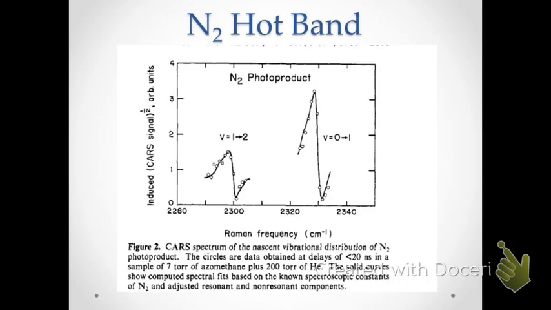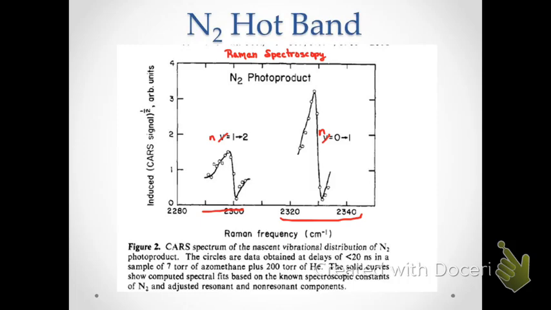So here we have 2 bands. The bands that are shown here correspond to the n equals 0 to 1 and the n equal 1 to 2 transitions. I've changed the V to an N. Many textbooks use V for the vibrational quantum number. Our textbook uses N. So the one on the right, which is at higher frequency, is the n equals 0 to 1 transition. The lower one is the hot band, which is the 1 to 2 transition.